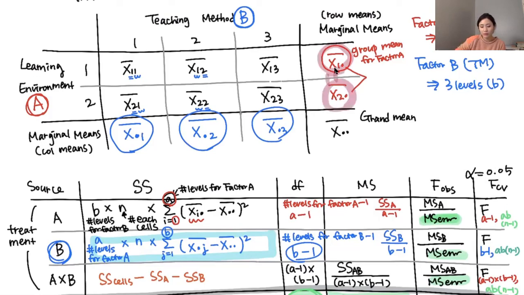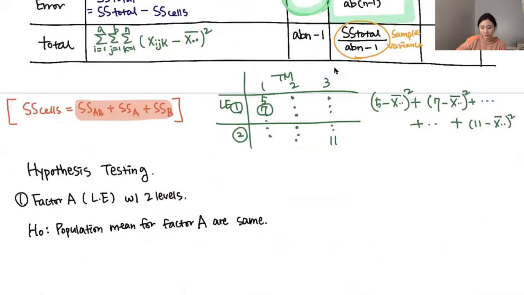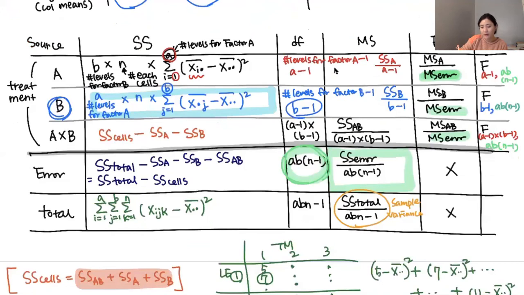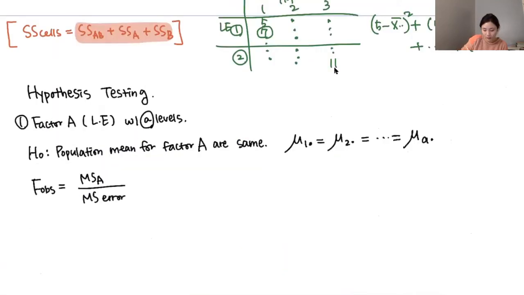So in the table, for learning environment, to make the null hypothesis possible, we need to say these are equal to this one. So we can write it mathematically as mu 1 dot equals mu 2 dot, assuming that we have A levels, up to mu A dot. My observed statistic is in the table here. My observed statistic is MSA divided by MS error.